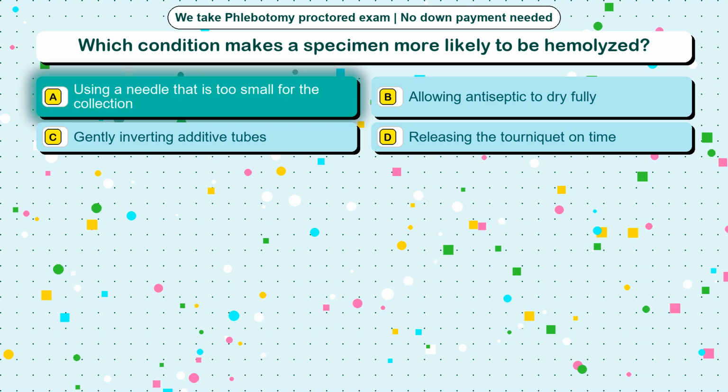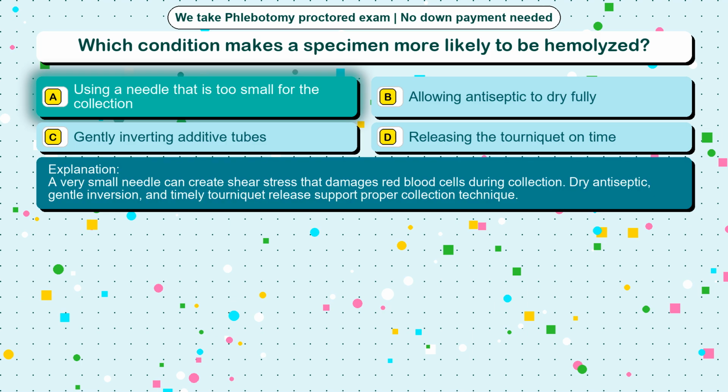The correct answer is option A. Using a needle that is too small for the collection. A very small needle can create shear stress that damages red blood cells during collection. Dry antiseptic, gentle inversion, and timely tourniquet release support proper collection technique.